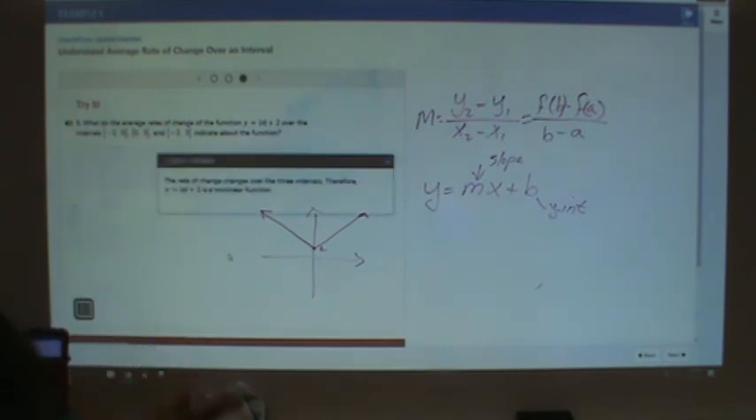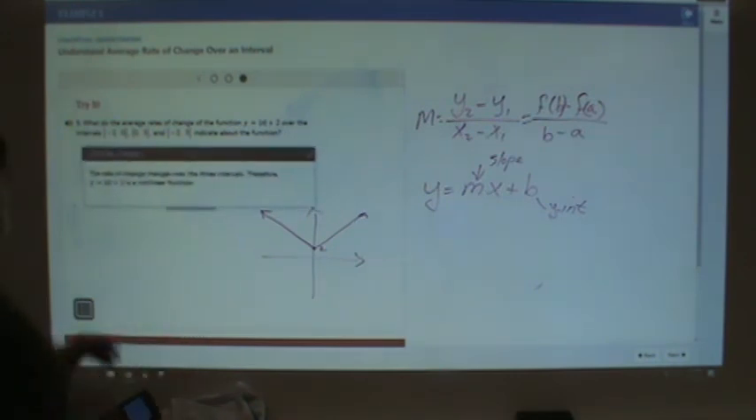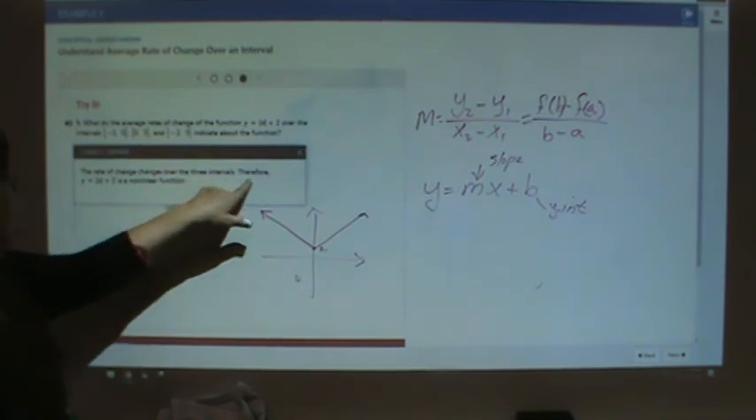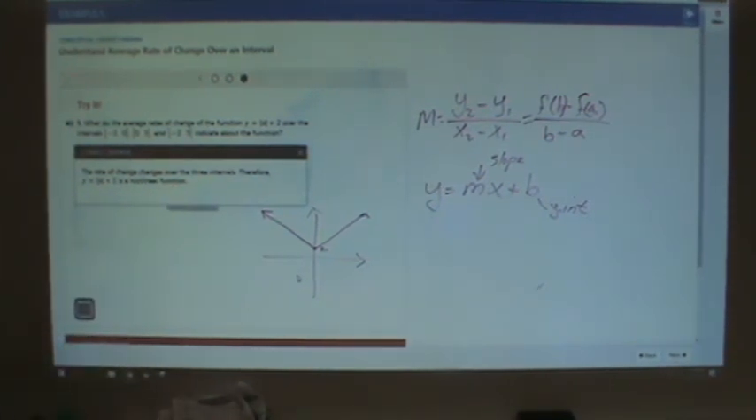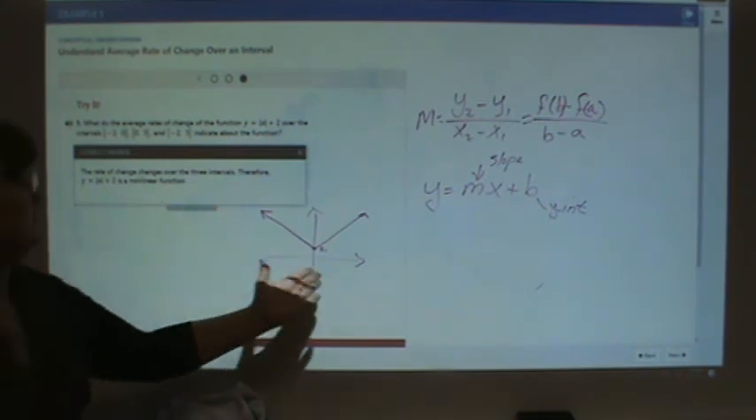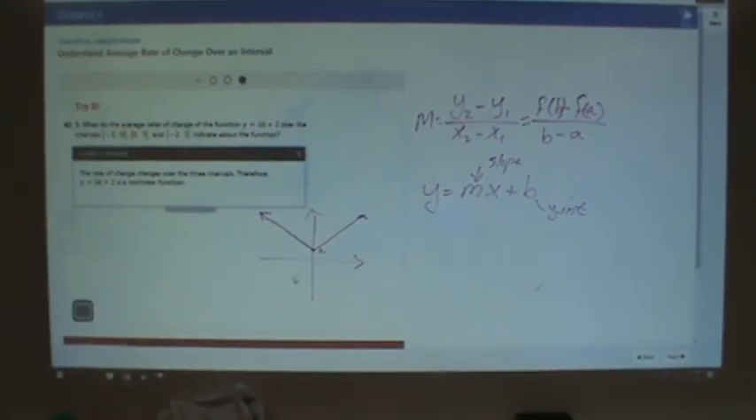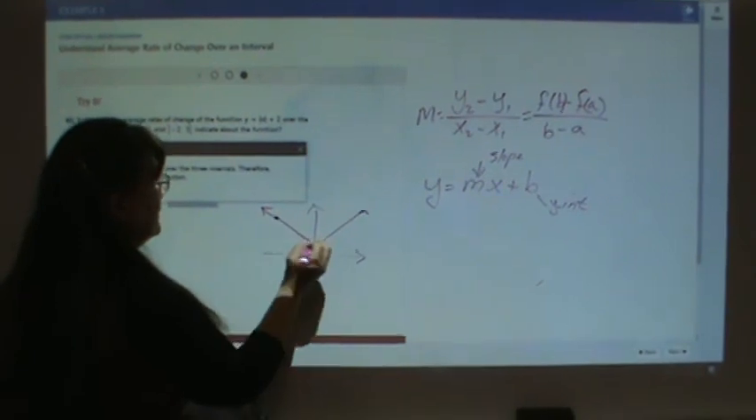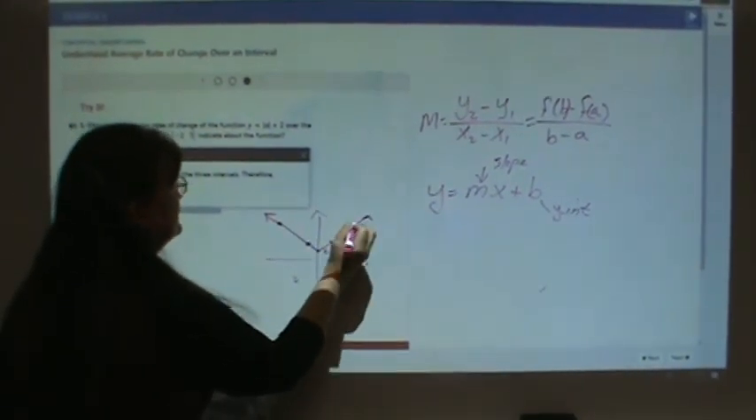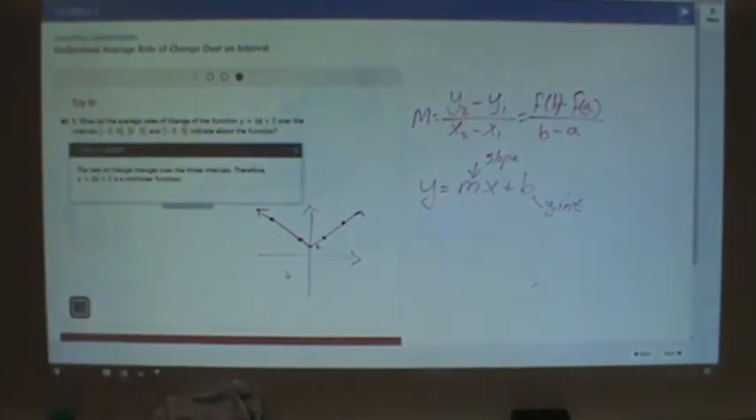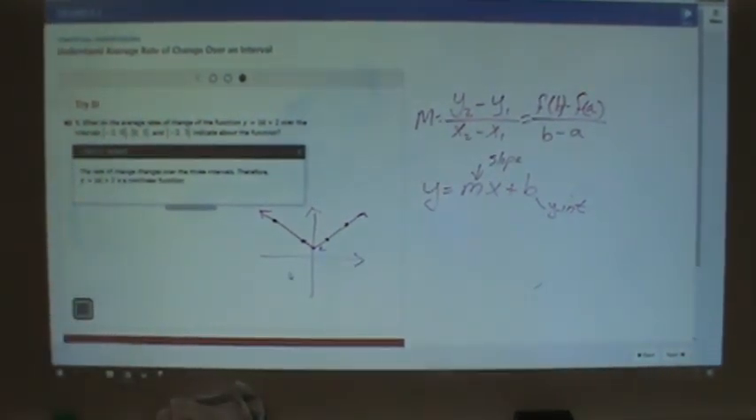Now, I want you to remember to try to work these out for yourself. Okay, it says the rate of change over the 3 intervals is nonlinear function. So there is no constant rate of change in a function that looks like this. Now, if I just chose 2 points, this one and this one, or this and this, I could find a constant rate of change. All right, next.